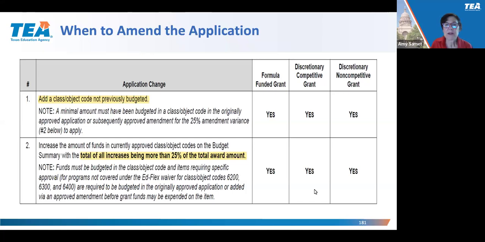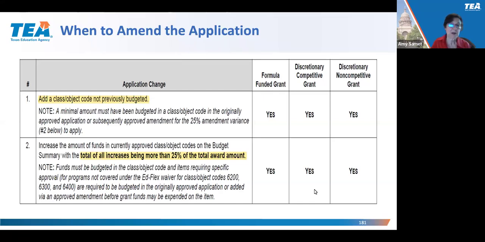ESSA is a formula-funded grant. So if you're looking to determine whether or not you need to amend this grant, check the formula-funded grant column. Just for reference, in case your job involves doing other grants, know that you'll be looking in a different column to check and see whether you need to do an amendment for a discretionary competitive grant or for a discretionary non-competitive grant.